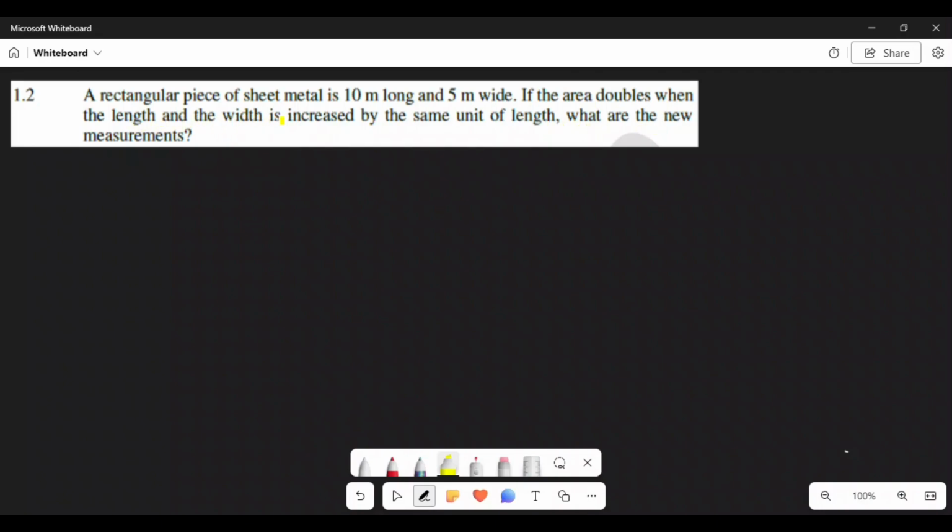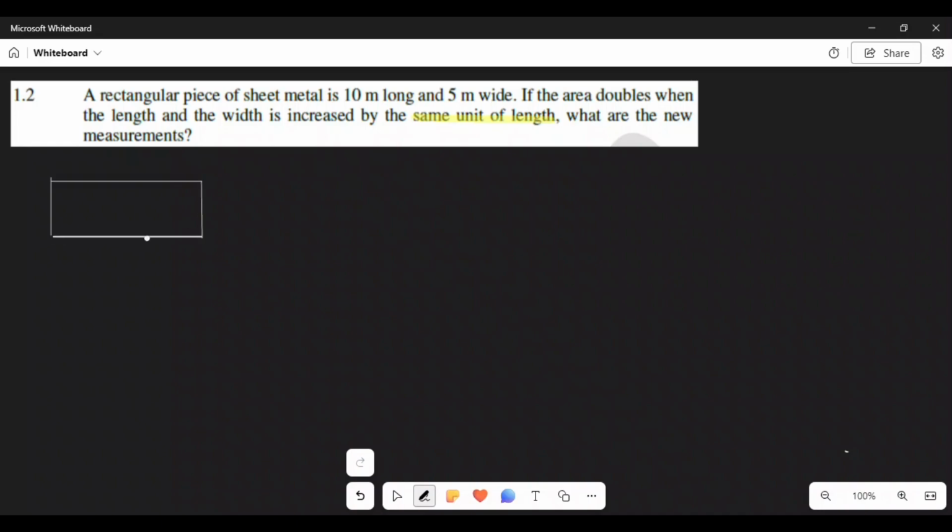when the length and the width are increased by the same unit. So it means that the length and the width are going to increase by the same unit length. All right, let me just draw it here, guys. The 10 meters is the length, right? So how long from here to there? It's 10 meters. And then the width from here to there is actually 5 meters.